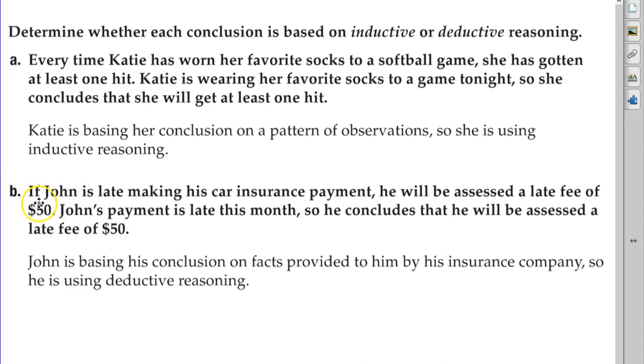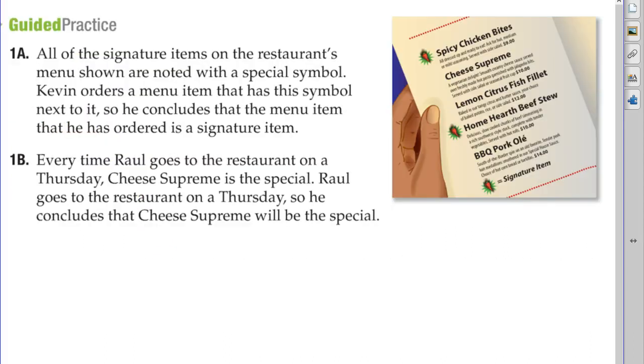But here we go. B, if John is late making his car insurance payment, he will be assessed a late fee of $50. John's payment is late this month, so he concludes he'll be assessed a late fee of $50. That's a fact. If you're late, they make you pay more. He was late, he's paying more. So sometimes it feels subtle, the difference, but a lot of times it's kind of obvious which one's deductive versus inductive. So here we go, 1A and 1B.